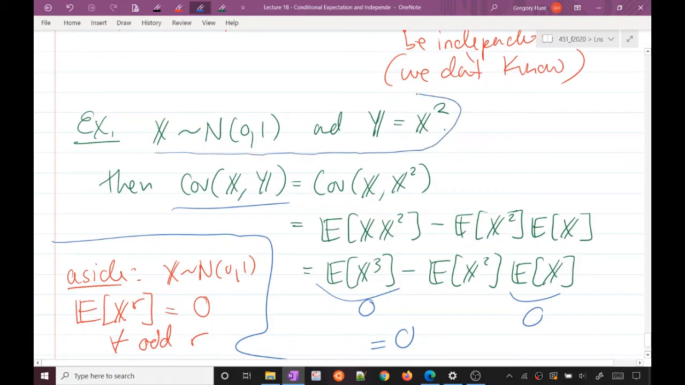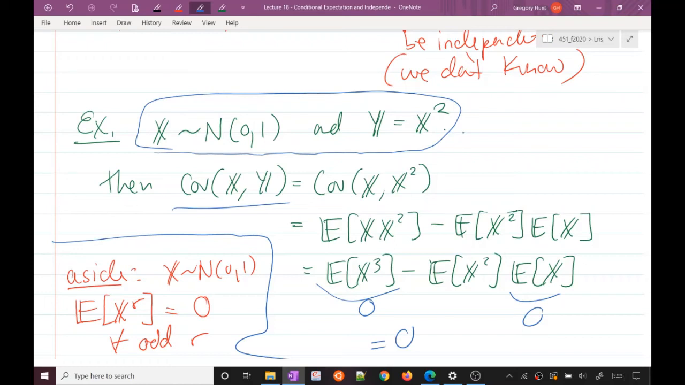But y is just x cubed squared. X and y are definitely related. They're not independent anyways. If I know what x is, I know exactly what y is. So just take x and I square it. They're definitely not independent.